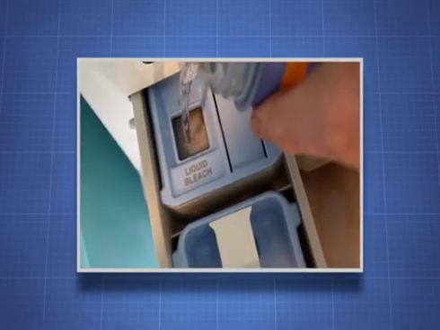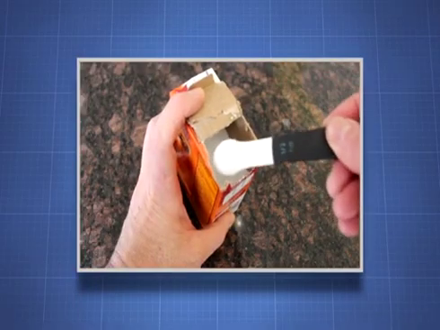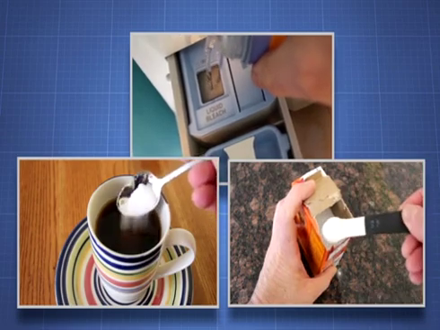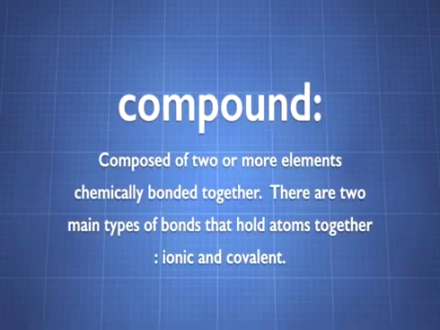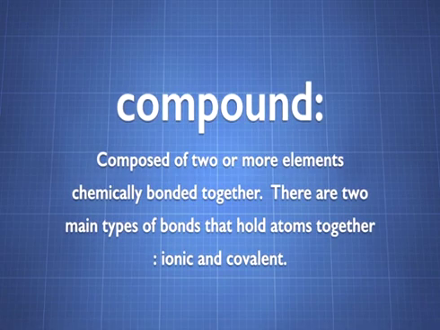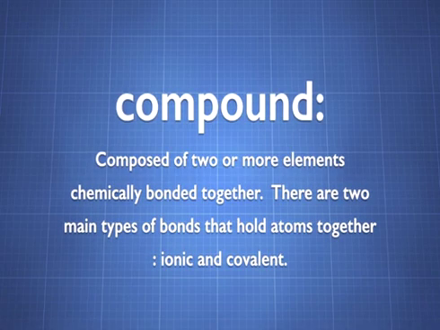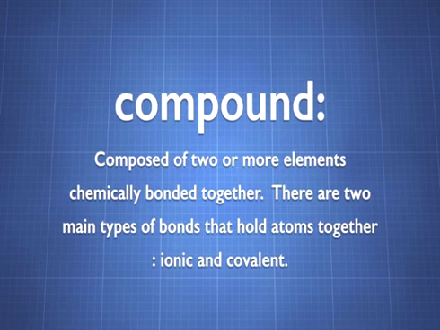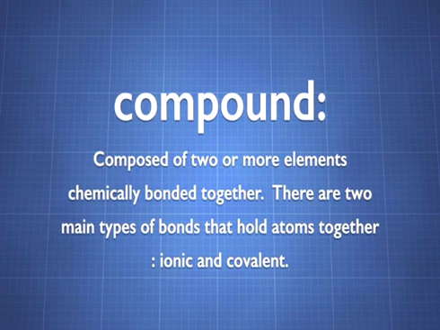Sugar, liquid bleach, and baking soda. These are common household products. Each of these is a chemical compound. A compound is composed of two or more elements that are chemically bonded together. There are two types of bonds that hold atoms together: ionic and covalent.